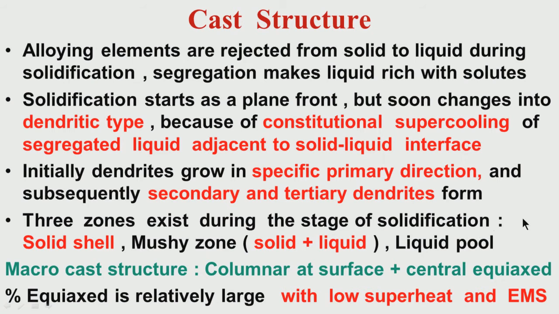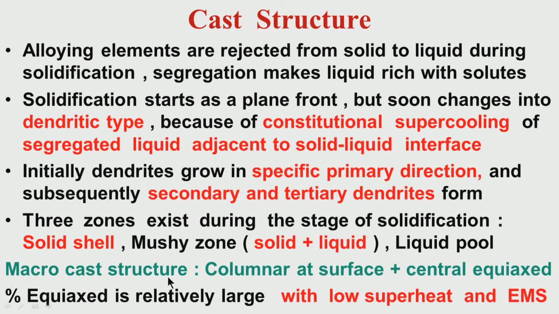At the time of solidification there are 3 zones. The area which has already become solid is called the solid shell. The liquid pool is there from which the solid shell is forming, and in between there is a mushy zone, that means a combination of solid and liquid. Solid shell means solidification is complete in that zone. Liquid pool means solidification has not started. The mushy zone is in between, that means the solid fraction is between 0 and 1. In percentage terms, it is between 0 and 100. So, that is called the mushy zone, a combination of solid and liquid.